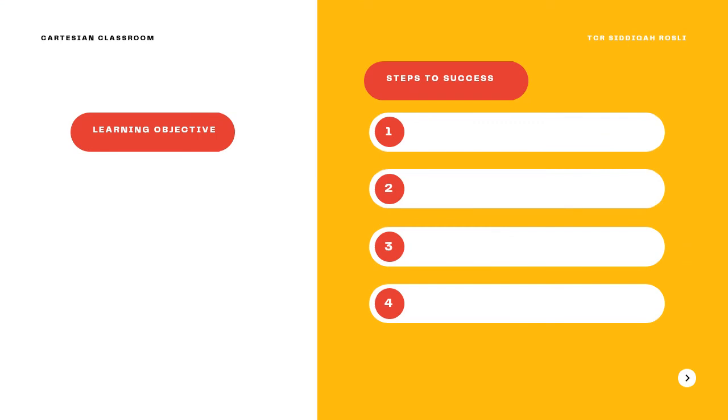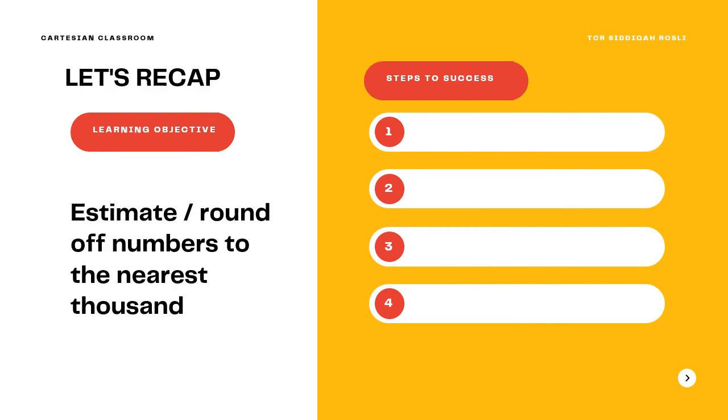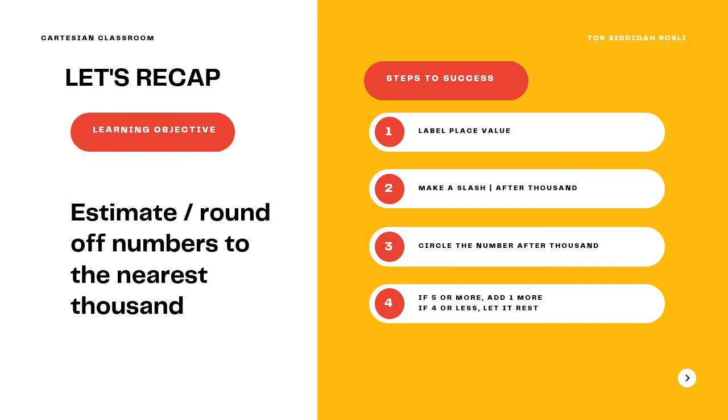So let's quickly recap our learning objective for today. Today we are estimating and rounding off numbers to the nearest thousand. Our S to S for today are: the first one, we need to label the place value because it might get confusing. Number 2, we make a slash after thousand. Step 3, circle the number after thousand because we are rounding off to the nearest thousand. And step 4, the last one, is the most important part of today's lesson, which is the number triangle. If 5 or more, add one more. If 4 or less, let it rest.